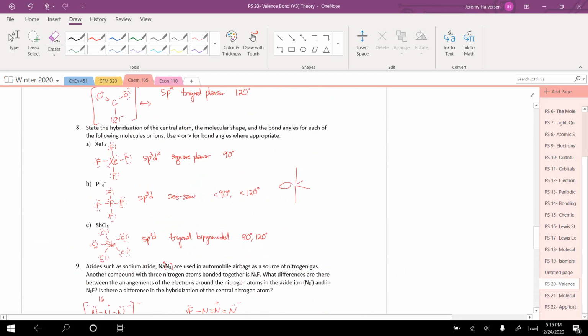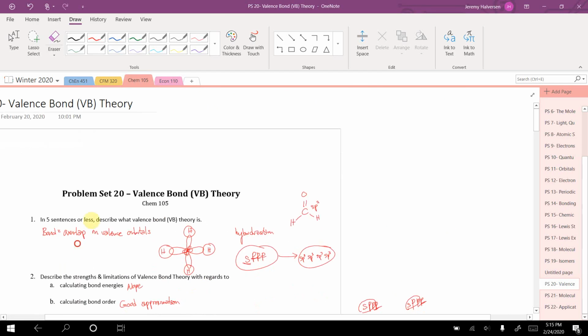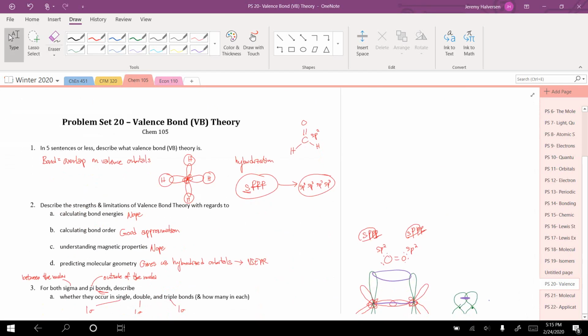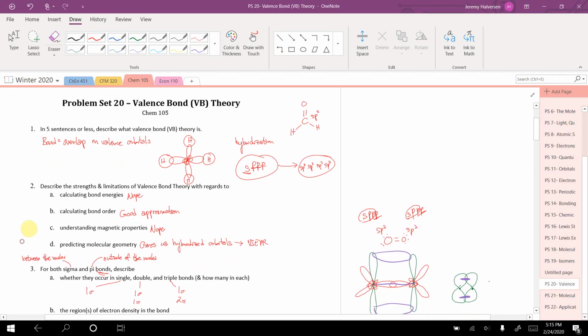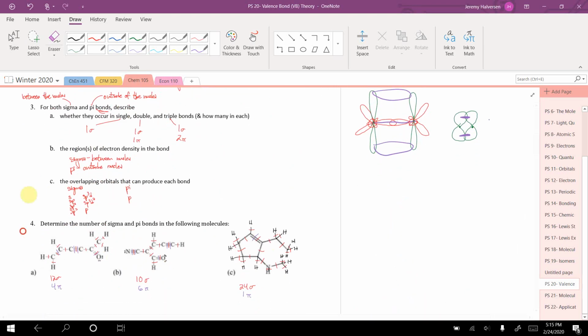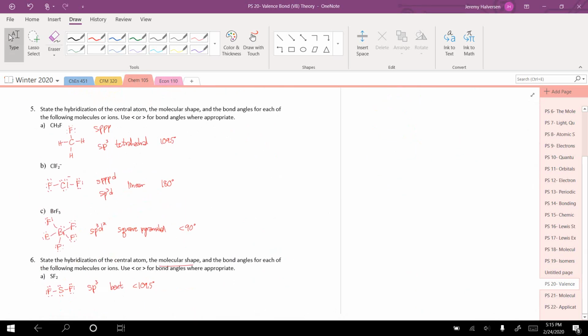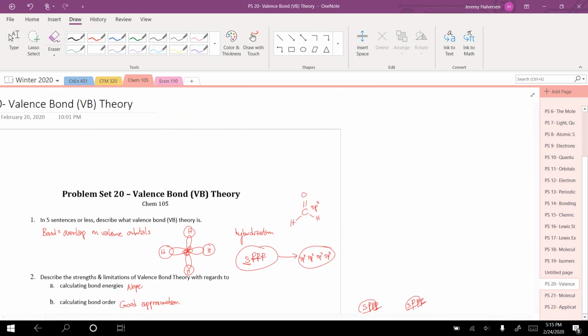All right, so this problem set we talked about valence bond theory. We defined what valence bond theory is. We talked about sigma and pi bonds. We talked about hybridization, and yeah, there we go.